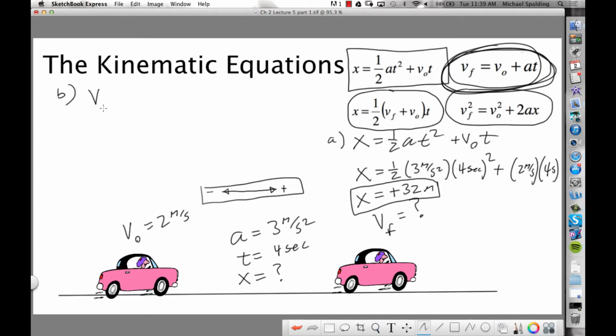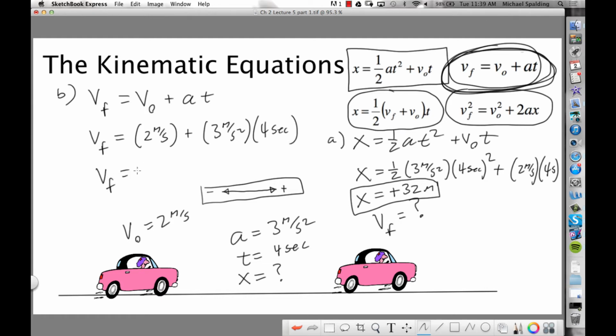So you show the equation, show the grader. v final equals v initial plus a t. Say, hey, this is the equation that I'm using. Then plug numbers in. So velocity final equals the initial velocity, which is 2, plus acceleration, which was 3, times time, which was 4. So this comes out as 14 meters per second, positive, indicating to the right. Okay? Any questions on that? So that just gives you a feel for how the kinematics work.